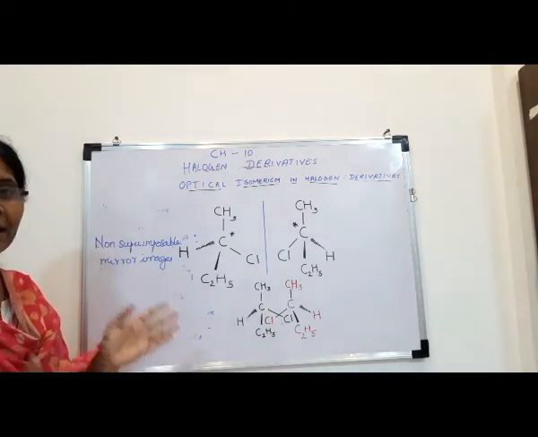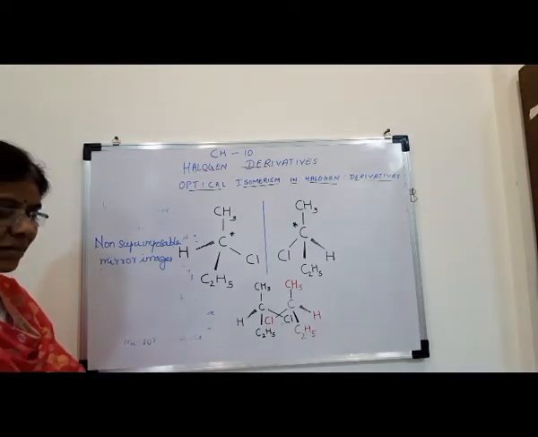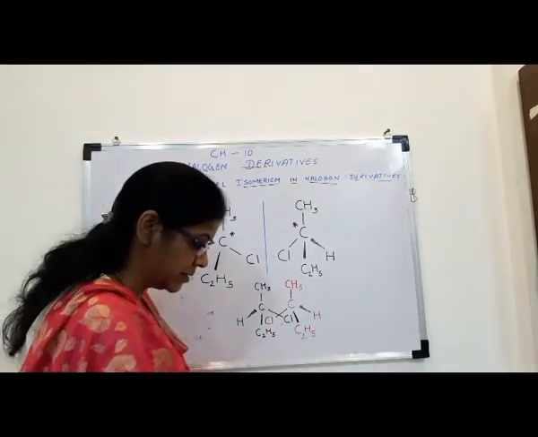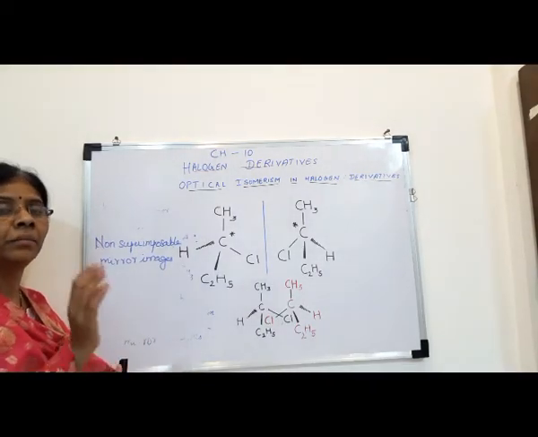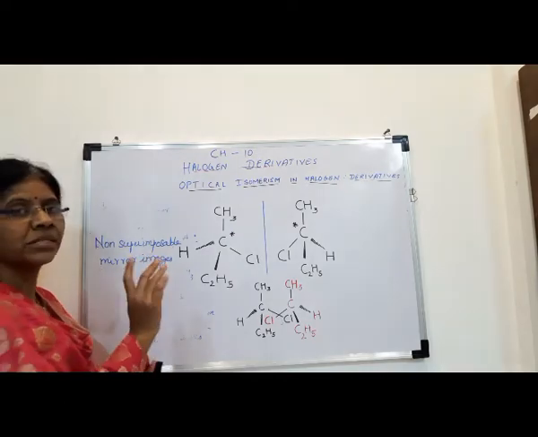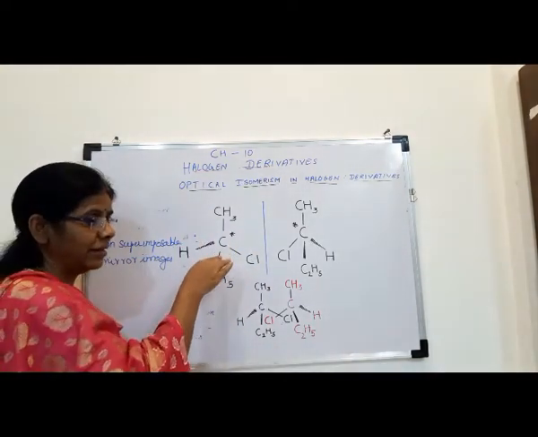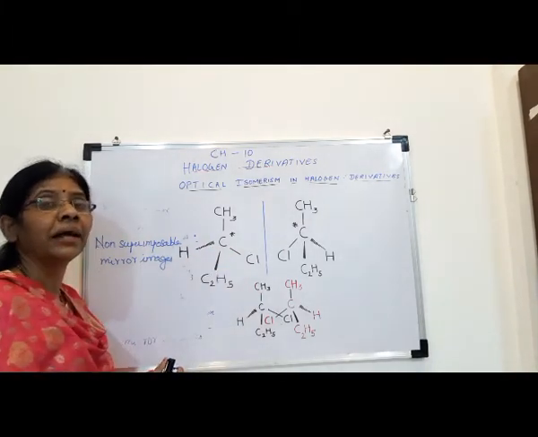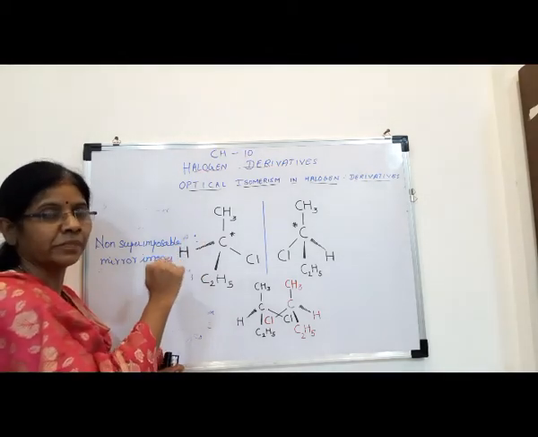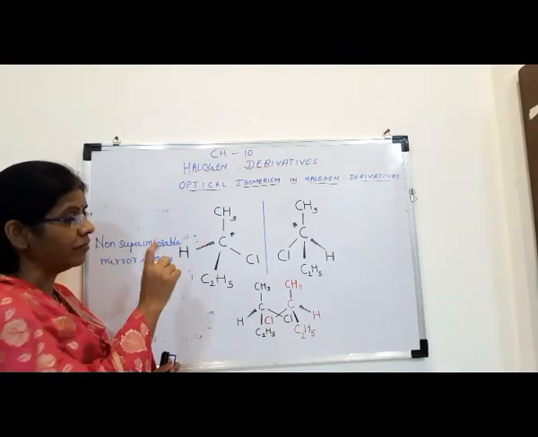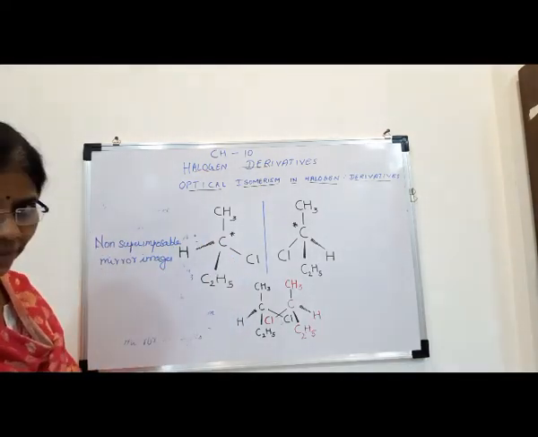So this word chiral, what is it obtained from? Handedness. So right-handedness and left-handedness. So this is what you mean by non-superimposable mirror images. They do not coincide. So what does it show you ultimately? That there is a difference in the arrangement of the atoms in space. Did you get it? And why is this so? Due to the presence of the chiral carbon atom.